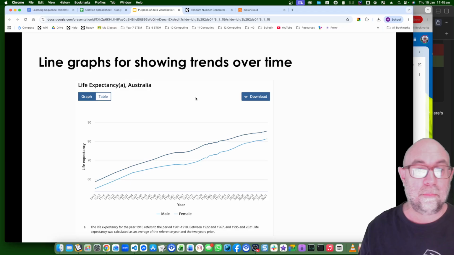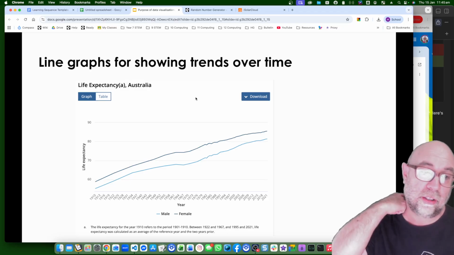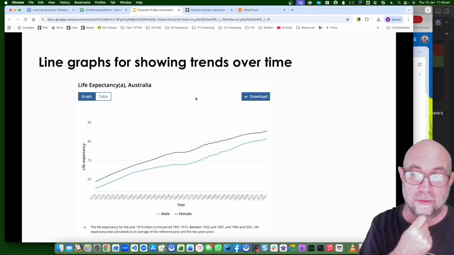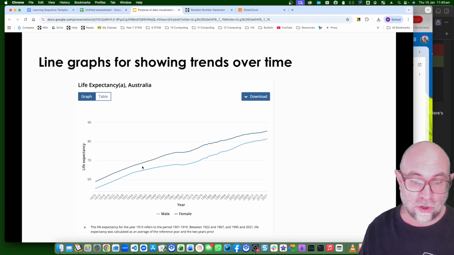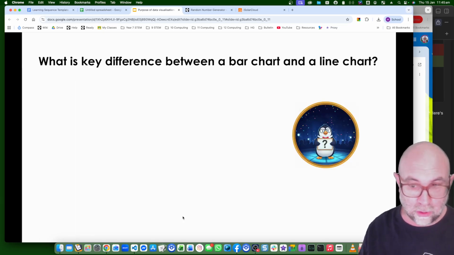So, we can have line graphs. Now, line graphs are fantastic for showing trends over time. So this is the life expectancy in Australia. Interestingly, we can see that it's almost gone steadily up for, oops, I just jumped pages there.